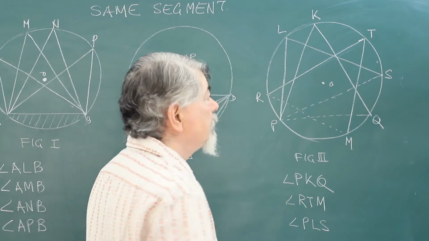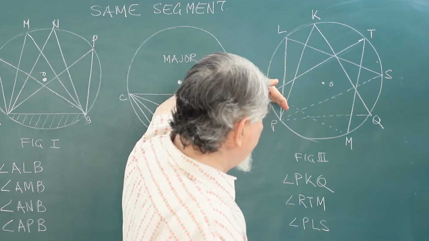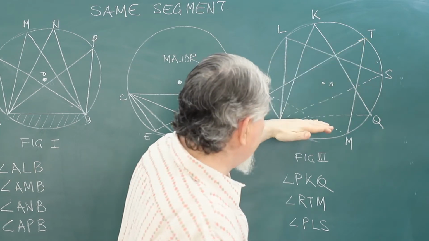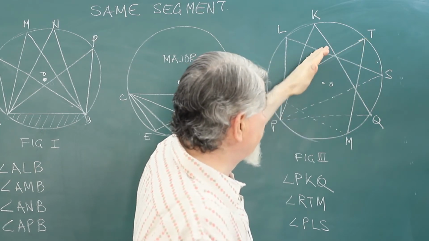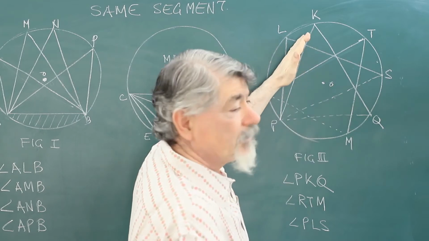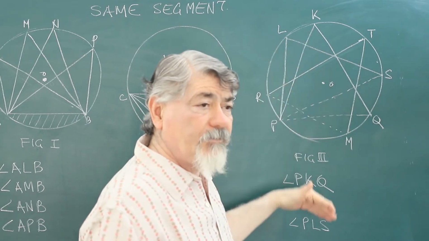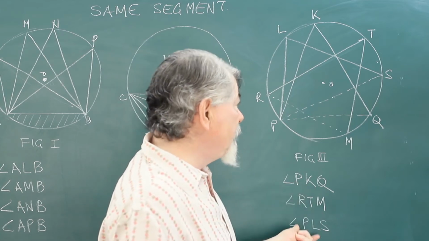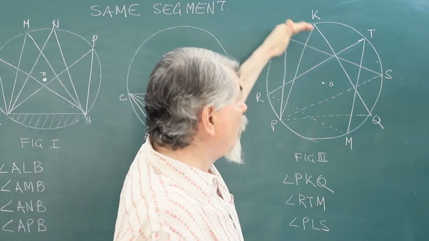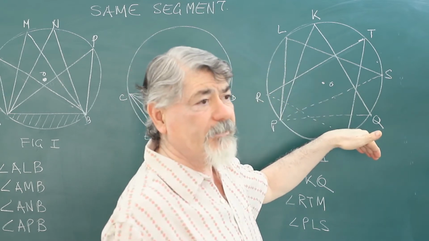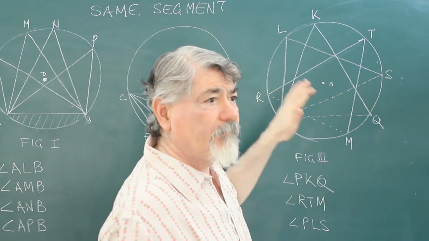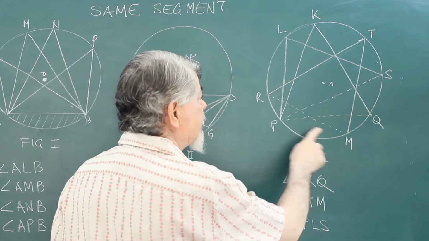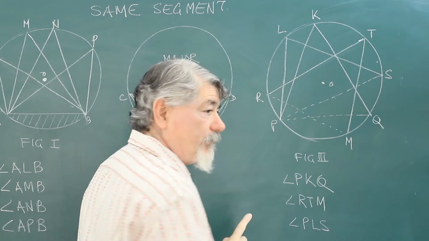In all of them, when I'm taking RM as a base, this is a major segment. When I'm taking PQ, this is the major segment. And when I'm taking PS as the base, this is the major segment. But none of the triangles have the same base. Though all of them are in a major segment for every chord, they are not angles in the same segment. I cannot say that these angles are in the same segment.